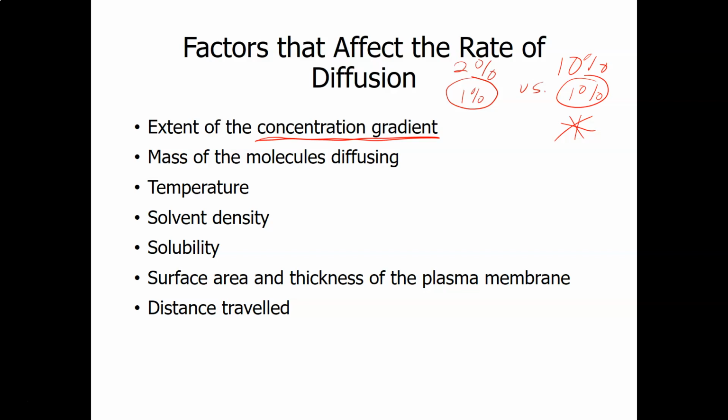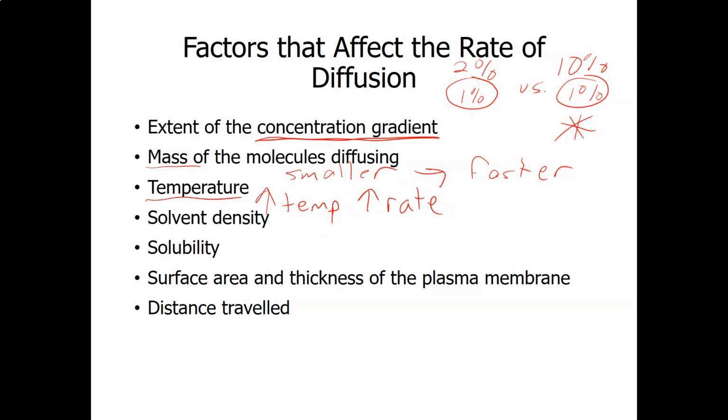And then the mass of the molecules diffusing. Smaller molecules diffuse faster. The temperature, you probably can guess this one. The hotter the temperature, or the higher the temperature, the faster the diffusion. We call that a direct relationship. So when the temperature goes up, so does the diffusion rate; it speeds up.